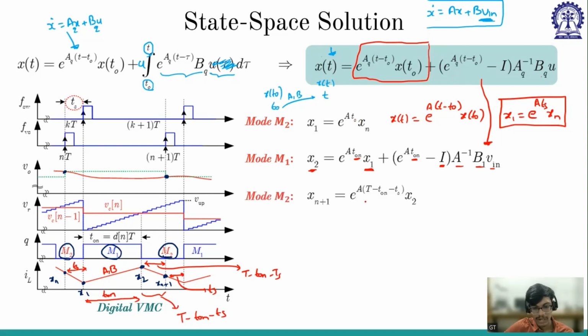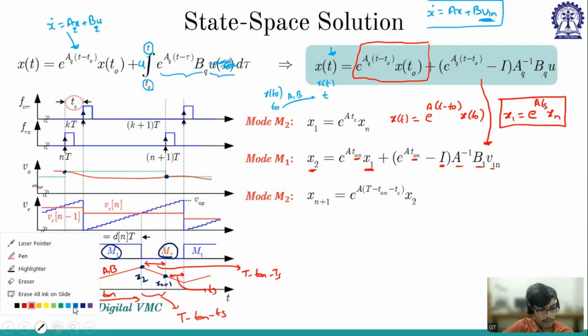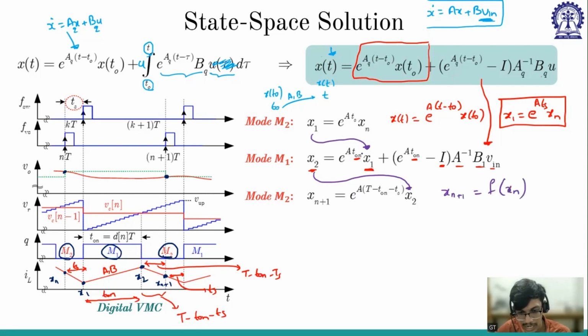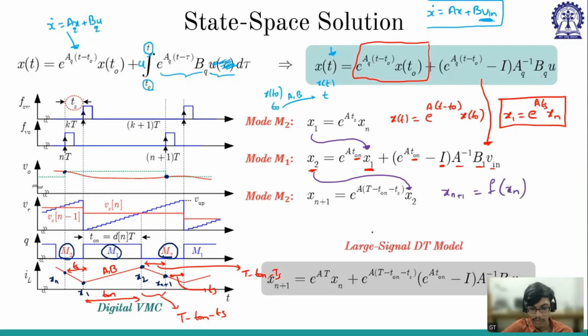Now my xn plus 1 is e to the power A into T minus T on minus Ts into x2. So I have got xn plus 1 in terms of x2, x2 in terms of x1, and x1 in terms of xn. Now what am I going to do? I am going to substitute this x1 in this expression to get x2 in terms of xn, and then substitute x2 in the xn plus 1 expression. Then I will get xn plus 1 as some function of xn. I am not showing the detailed calculation. You just have to substitute, and then I will get my large signal DT model.